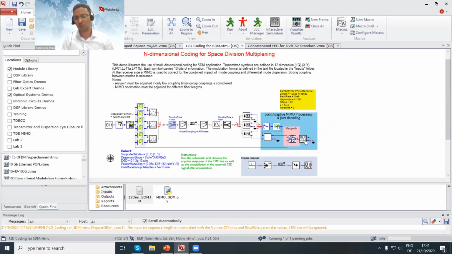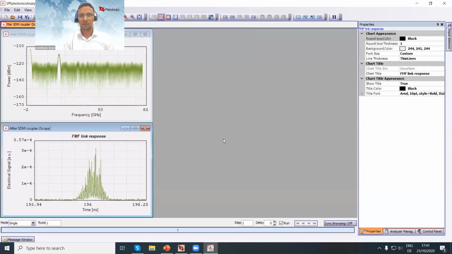At the receiver side, we use the bit error rate and dimension. And here we have a MIMO equalizer for the modes. So firstly, here we have the impulse response of the few-mode fiber. And then we have the spectrum, the electrical spectrum.